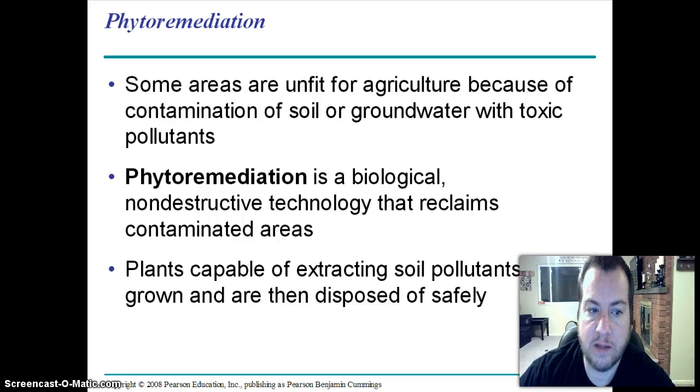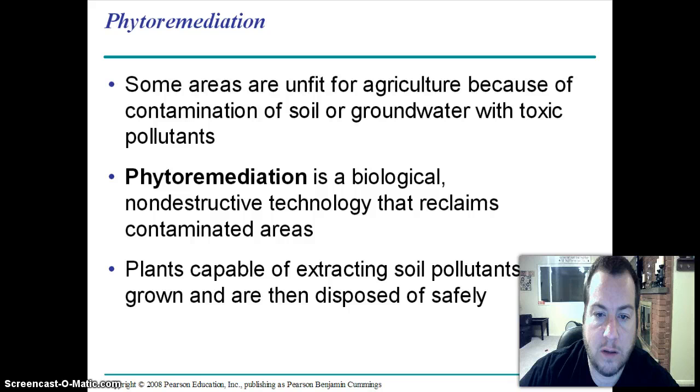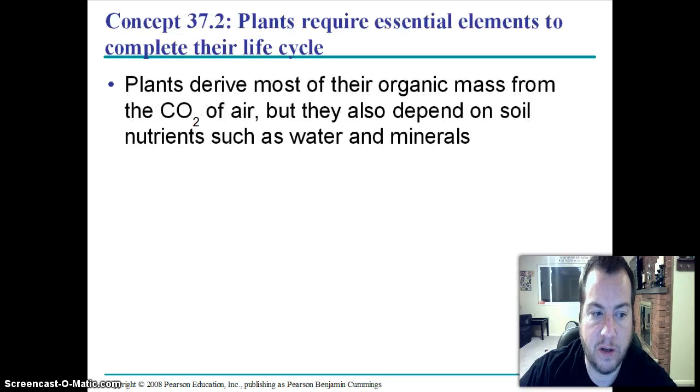Some other areas are unfit for agriculture because they have been polluted. There are plants that can help remediate soils, where you plant a weed species and then they absorb all of those harmful chemicals in the soil and reclaim those contaminated areas. And then those plants are disposed of safely so they don't recontaminate.